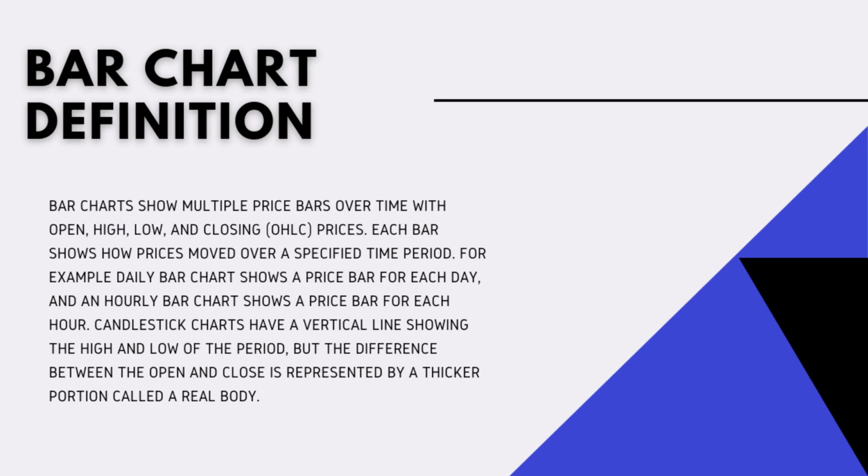First I want to talk about the bar chart definition. Bar charts show multiple price bars over time with open, high, low and closing prices. Each bar shows how prices moved over a specified time period. For example, a daily bar chart shows a price bar for each day, and an hourly bar chart shows a price bar for each hour. Candlestick charts have a vertical line showing the high and low of the period, but the difference between the open and the close is represented by a thicker portion called a real body.